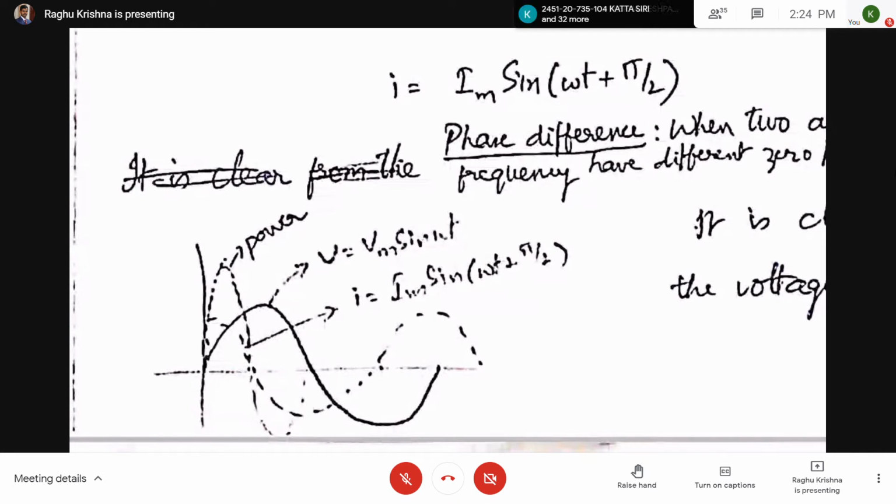Now if you see the power, during 0 to pi by 2, the power is positive, and from pi by 2 to pi, the power is negative. Here also the capacitor will be storing energy in the form of electrostatic field during some period, and after that it will be giving back the energy to the source. So net power consumed by a pure capacitor is 0.